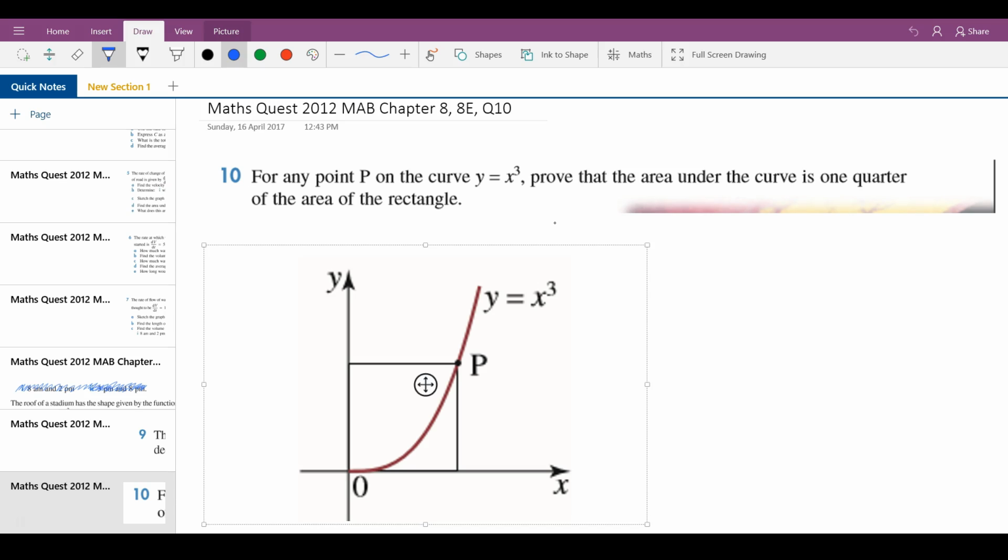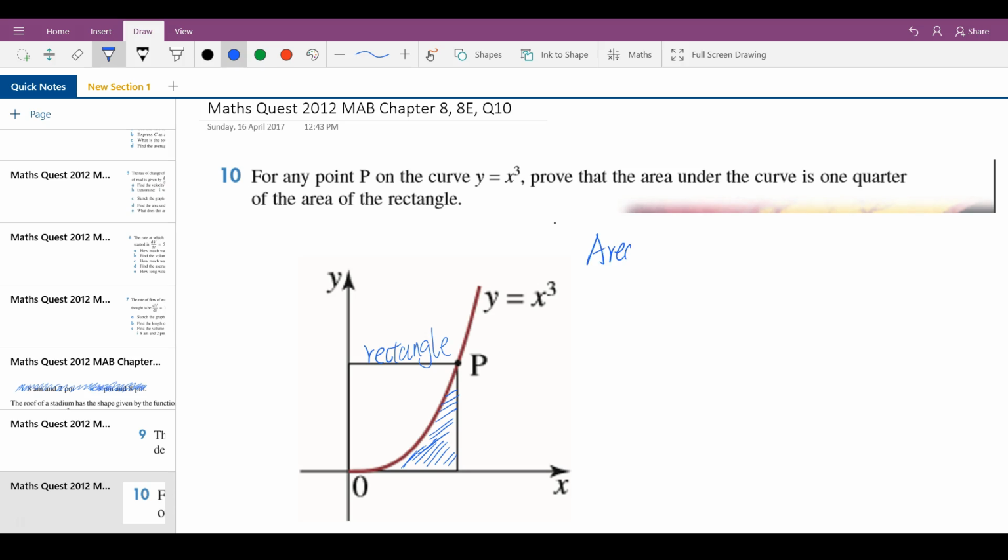Okay, so question 10 says that for any point P on the curve y equals x cubed, we've got a diagram here as well, prove that the area under the curve is 1/4 of the area of the rectangle. So we can see that this is the rectangle here. Right, so we are saying the area under the curve, which is this, is equal to 1/4 of the area of the rectangle. In that case, let's find out the area of the rectangle first.